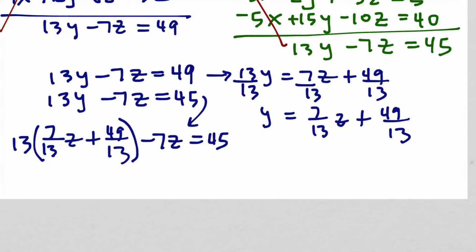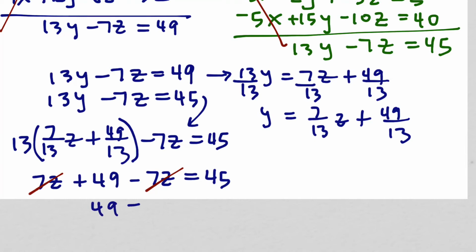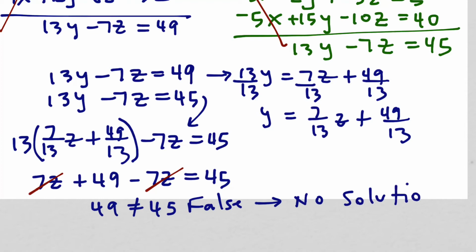Now I'm going to simplify that. And you can see that these 7z's are going to cancel out. And you'll have a false statement at the end here. So this is a false statement. So you're going to conclude that you have no solution. When you get a false statement, your conclusion is no solution. So that means there's no places, no points where this set of planes, 3 planes, is going to intersect.